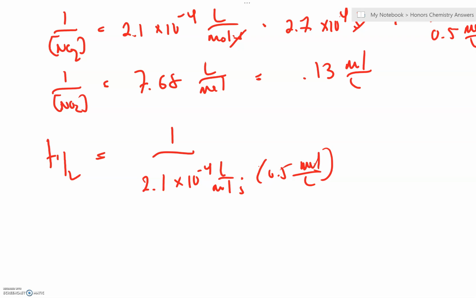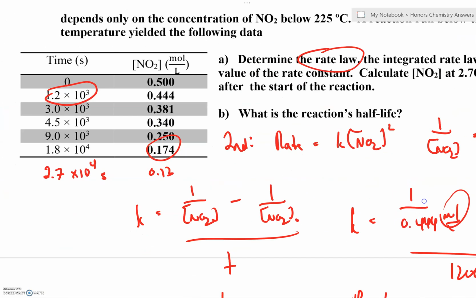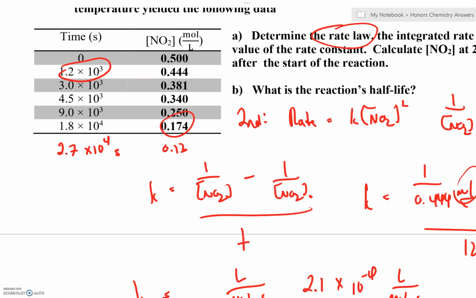And before we hit a button on our calculator, let's see if we can get an idea what the half-life would be. So half-life is how long it takes for the reaction to run down to the point where half of the original concentration is used up. Well, that's here, 0.250. So we should expect that our half-life should lie somewhere around here, 9,000 seconds.